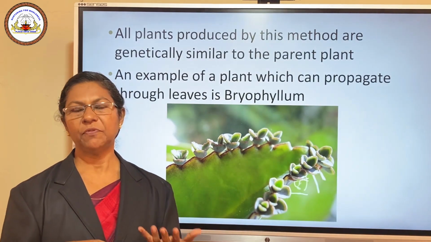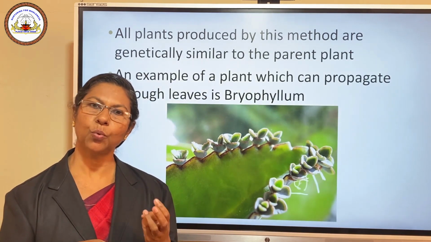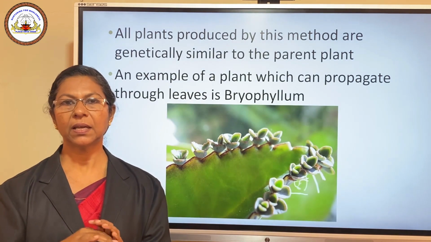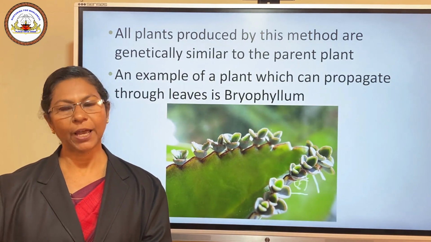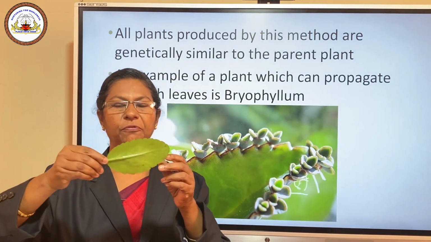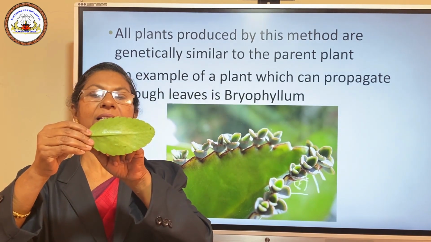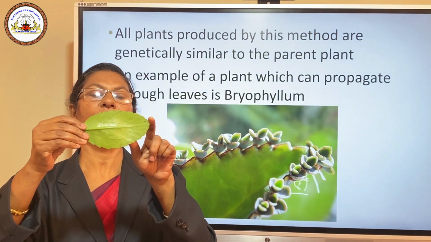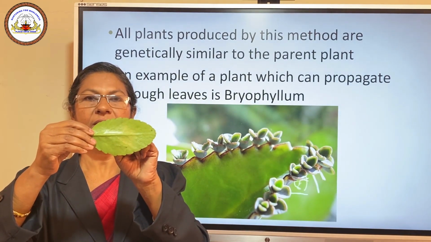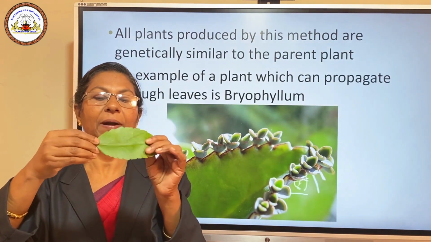Then, a plant which can propagate through leaves. We studied that the vegetative parts of a plant are root, stem and leaves. An example of a plant which can propagate through leaves is bryophyllum. This is the leaf of that bryophyllum. Here you can see in this leaf there are certain notches. On the margin of the leaf you can see certain notches, and from these notches new buds are developing.